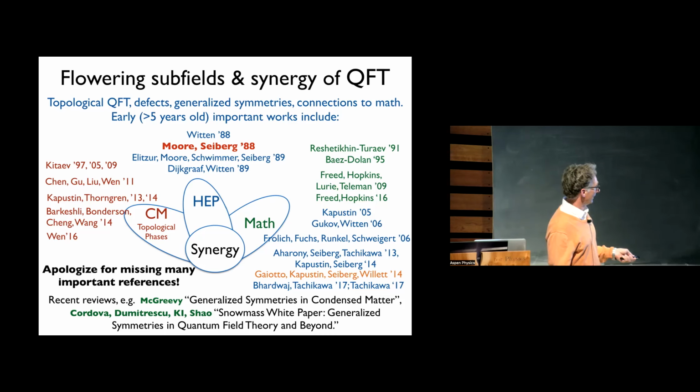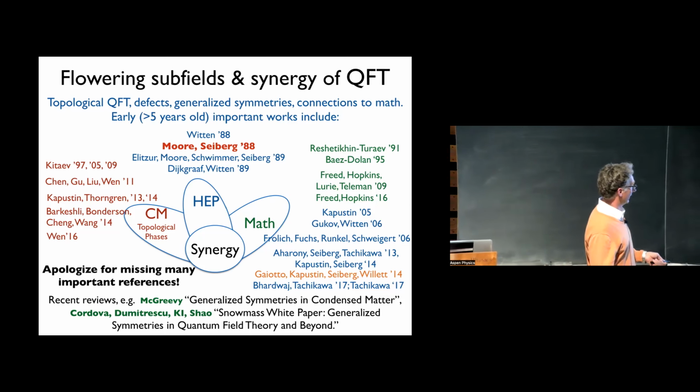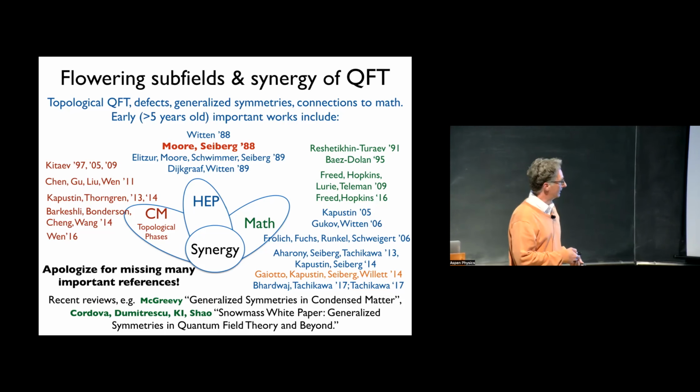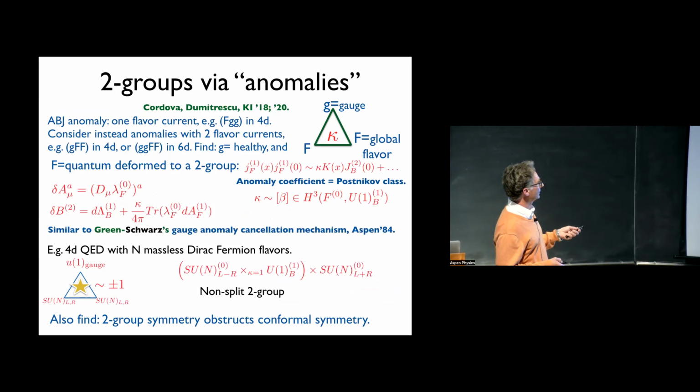And Cordova, Thomas Dumitrescu, and Heng Shao wrote a white paper on generalized symmetries in quantum field theory and beyond, which has many references. Still need to add more. I wanted, if there's time, to spend one slide on something that I did with Cordova and Thomas Dumitrescu, which is two-group symmetries from anomalies. Since the time is running out, I'll just flash this.